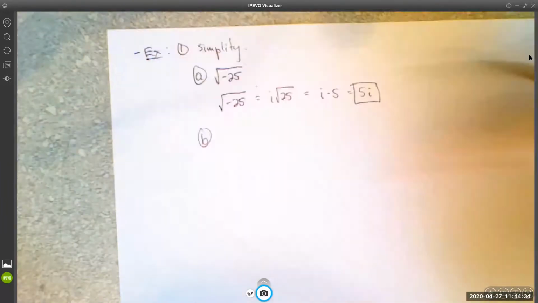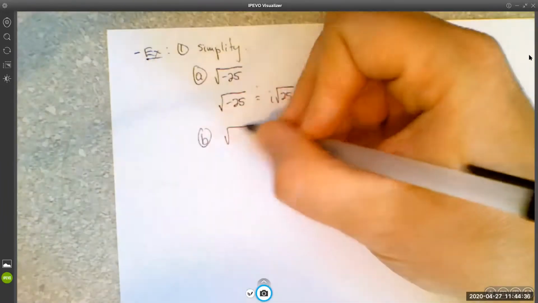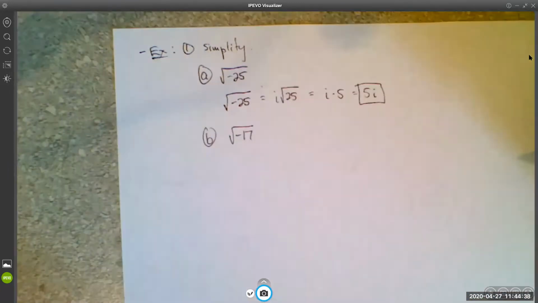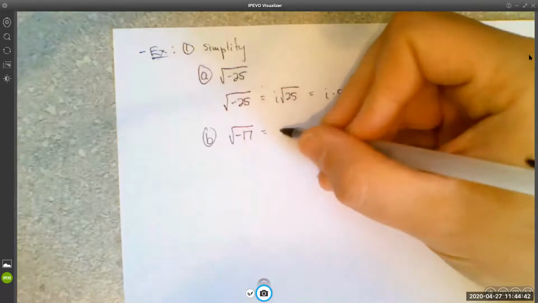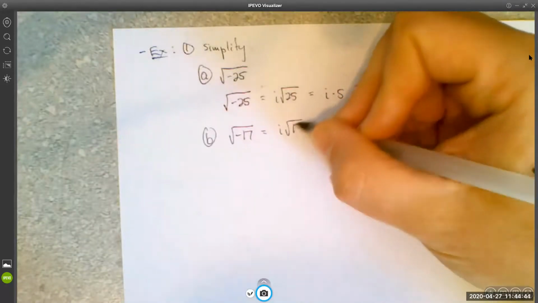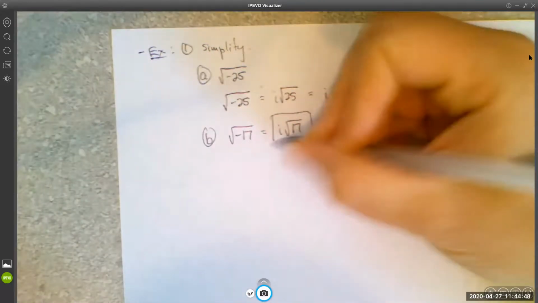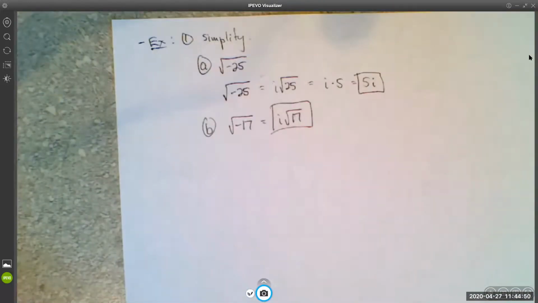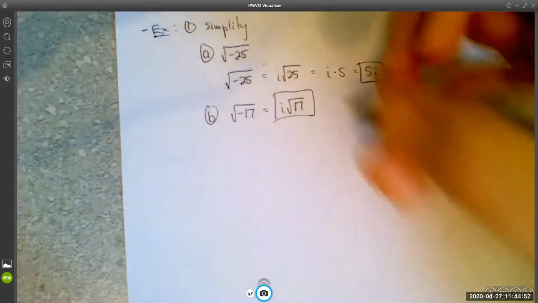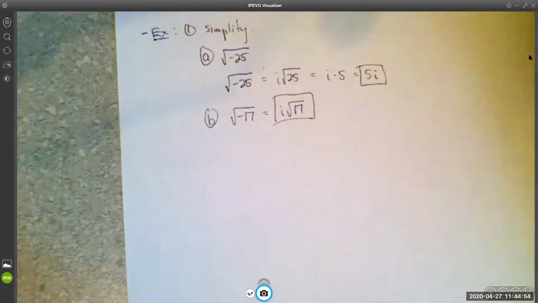Okay. Let's do square root negative 17. Okay, same deal. Square root negative 17 is just going to be i times the square root of positive 17. And that's about as good as that one's going to get. That's as simplified as that gets, and we leave it that way.